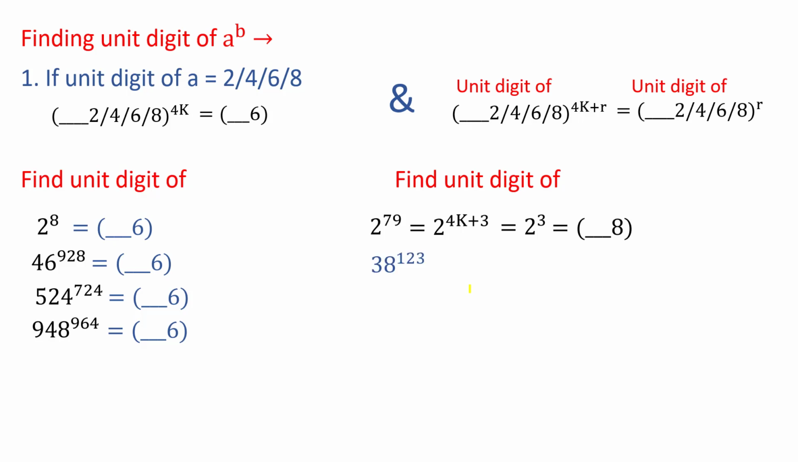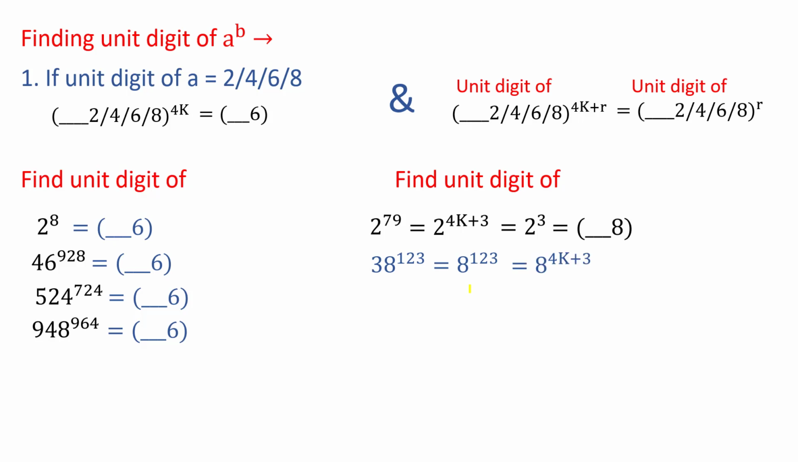Then next is 38 to the power 123. Okay, so over here the unit digit is that of 8 to the power 123. So let's divide the power by 4. If we divide 123 by 4, the remainder is 3. So we can express the power as 4k plus 3.